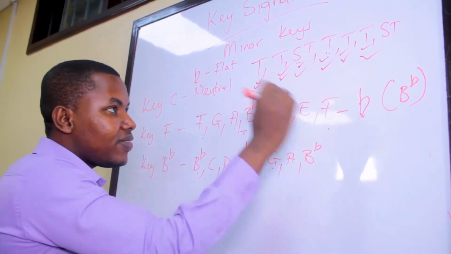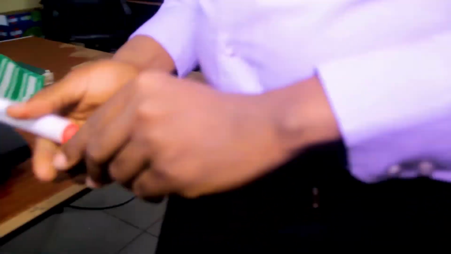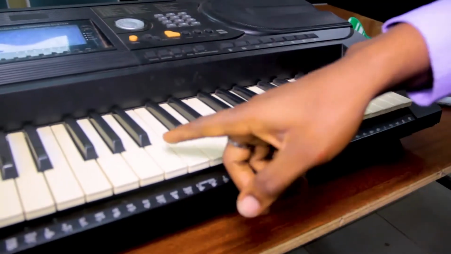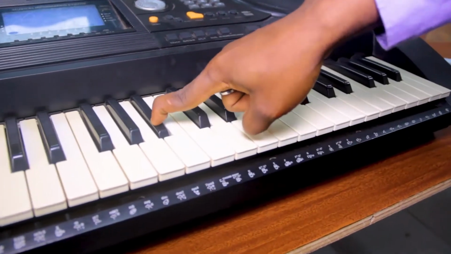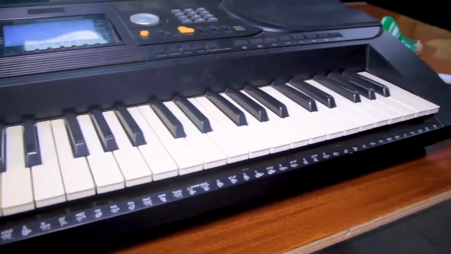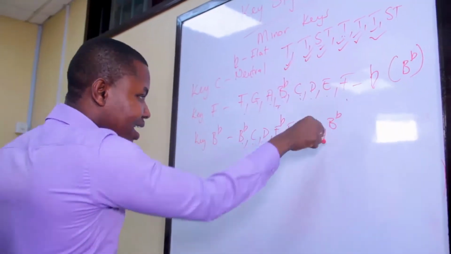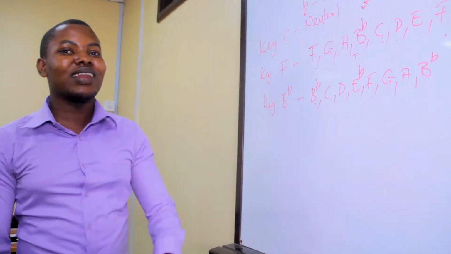Now A to B flat, is it a tone or a semitone? We need a semitone. Now let's go. This is A to B flat. Remember, this is B. We flatten it, B flat. So A to B flat is a tone or a semitone? It's a semitone. So if you do it right, you have to end where you started, the B flat.